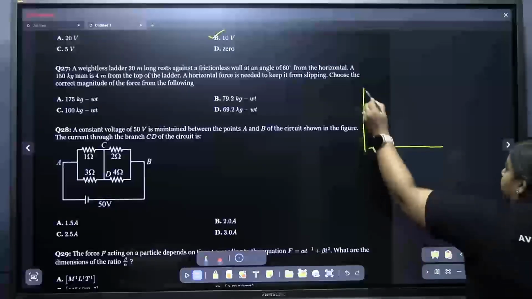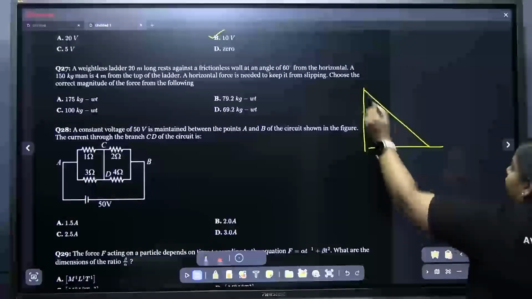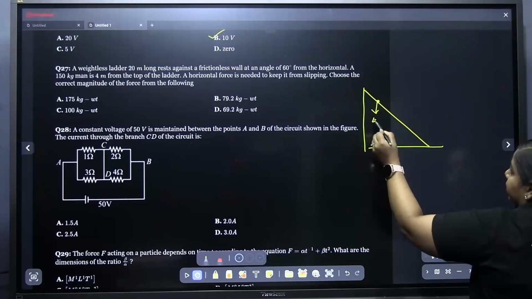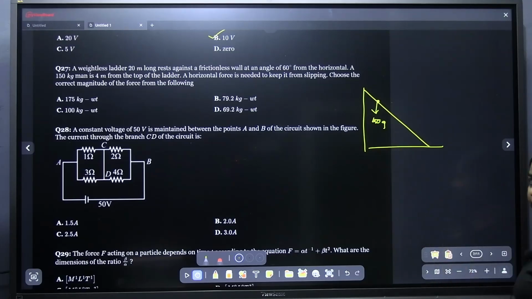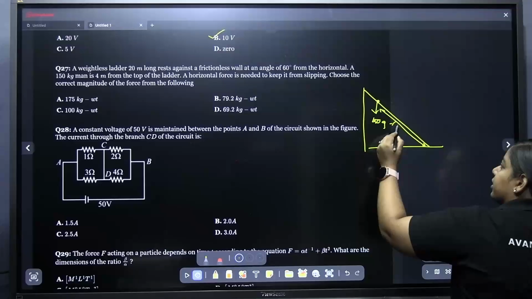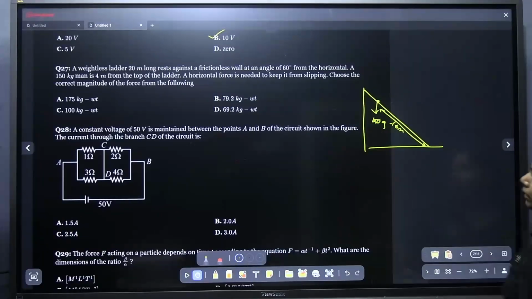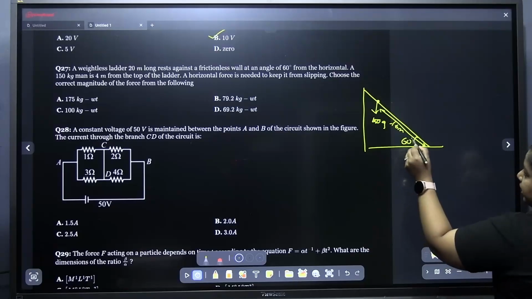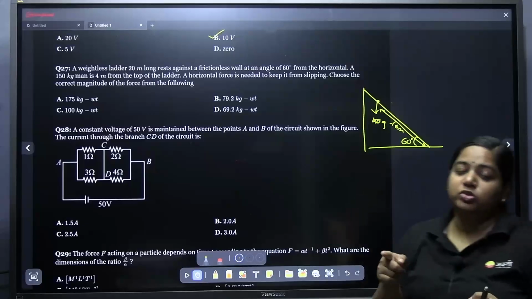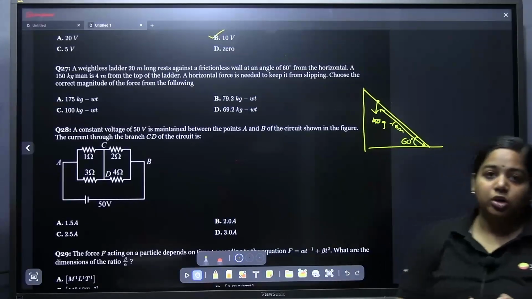See, this is the ladder. At 4 meter from the top means here is the man. So 150 G acting downwards here. This distance is equal to 16 meter. This is 4 meter. Okay, and the angle given is 60 degree here, and they are saying a force is required to be applied horizontally so that it is not moving.